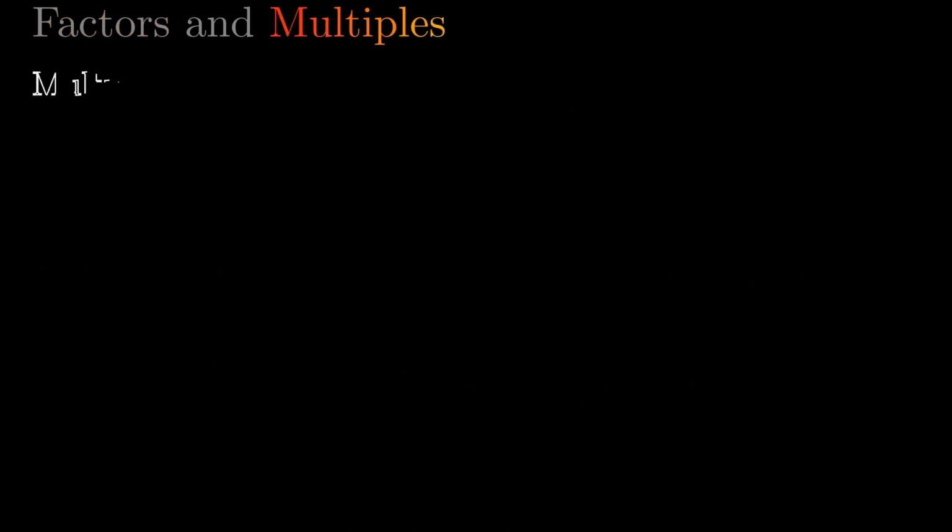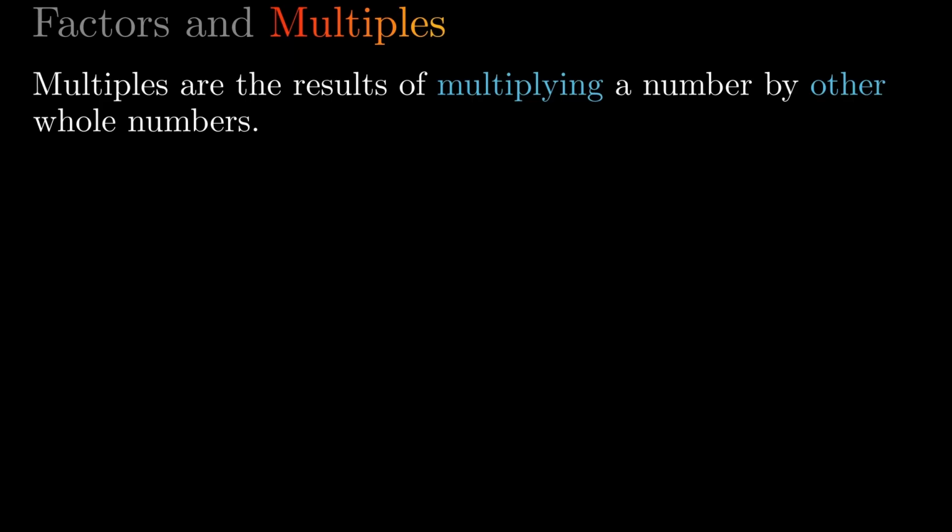Multiples, on the other hand, are the results of multiplying a number by other whole numbers. The easiest way to think about multiples is a number's times table. Let's find the multiples of 3. We just multiply 3 by 1, 2, 3, 4, and so on.